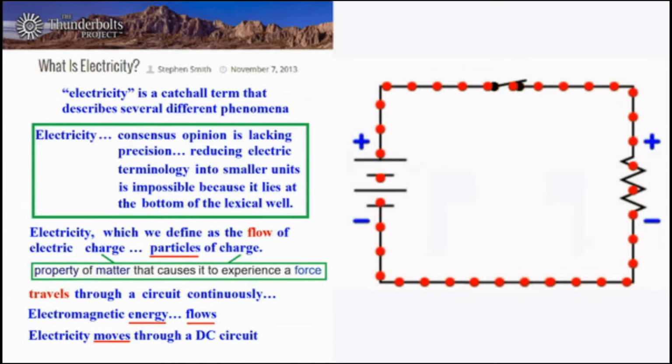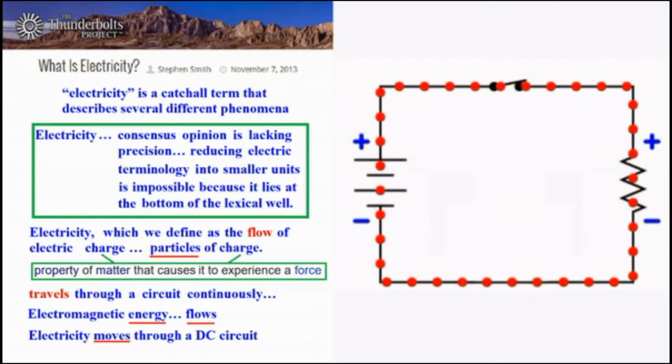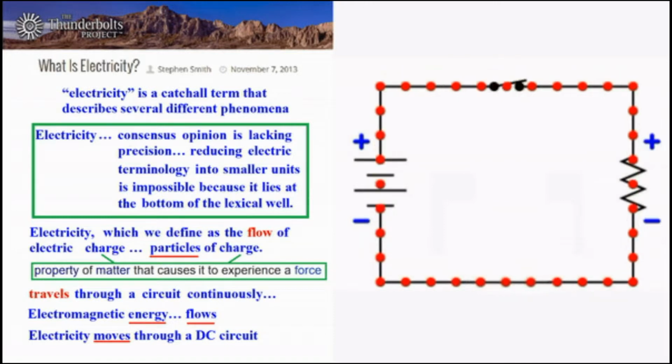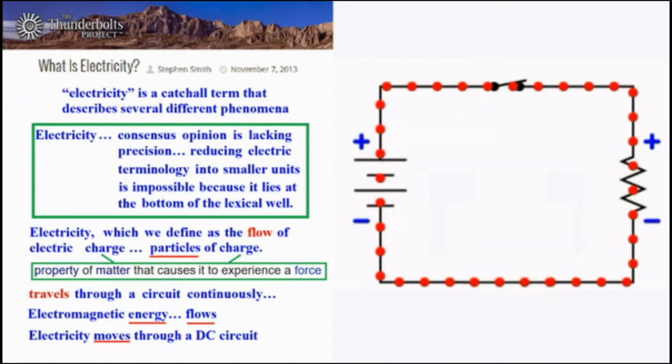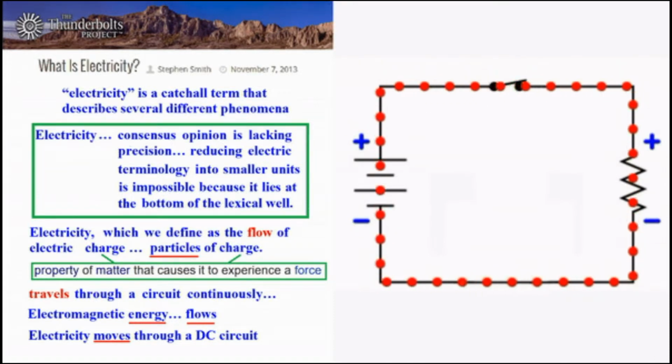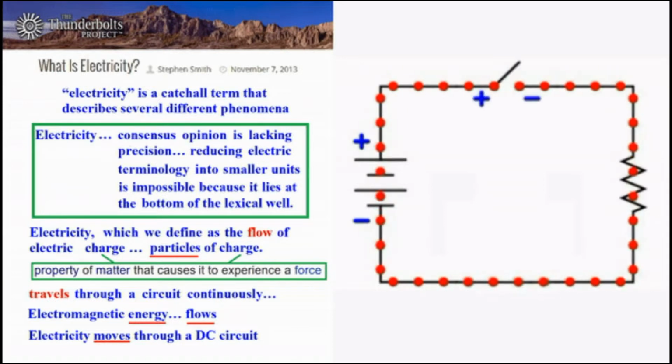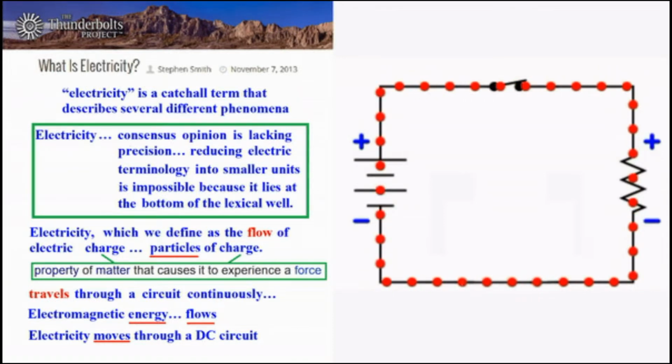So the question here is, he starts out by saying, by the way, we don't know exactly what electricity is because it's a semantic issue. That's essentially what he's saying here. But then he continues, says, electricity, which we define as the flow of electric charge, particles of charge. And you look up charge, it's a property of matter that causes it to experience a force.